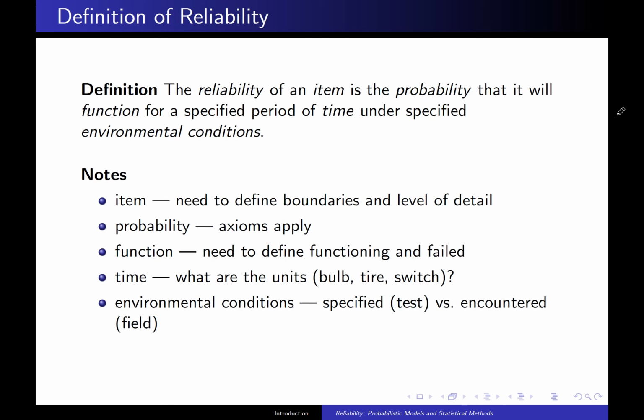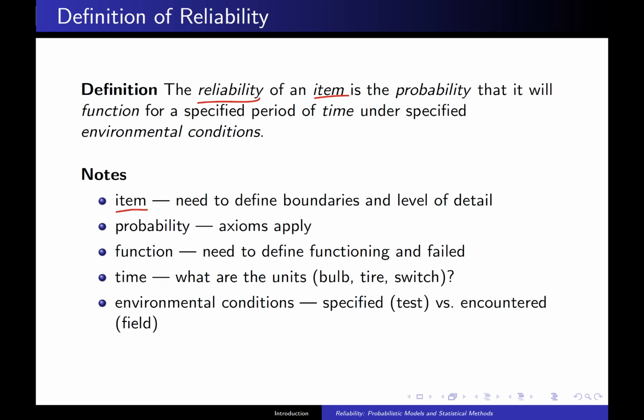We begin with the definition of reliability. Reliability is what is being defined here. And in the definition, there are a number of words that I have italicized that we'll look into as we go forward. The first italicized word is the word item. We're always looking at the reliability of an item, and the word item is used very generically here. Item could be a component in a system, or the item could be the entire system itself.